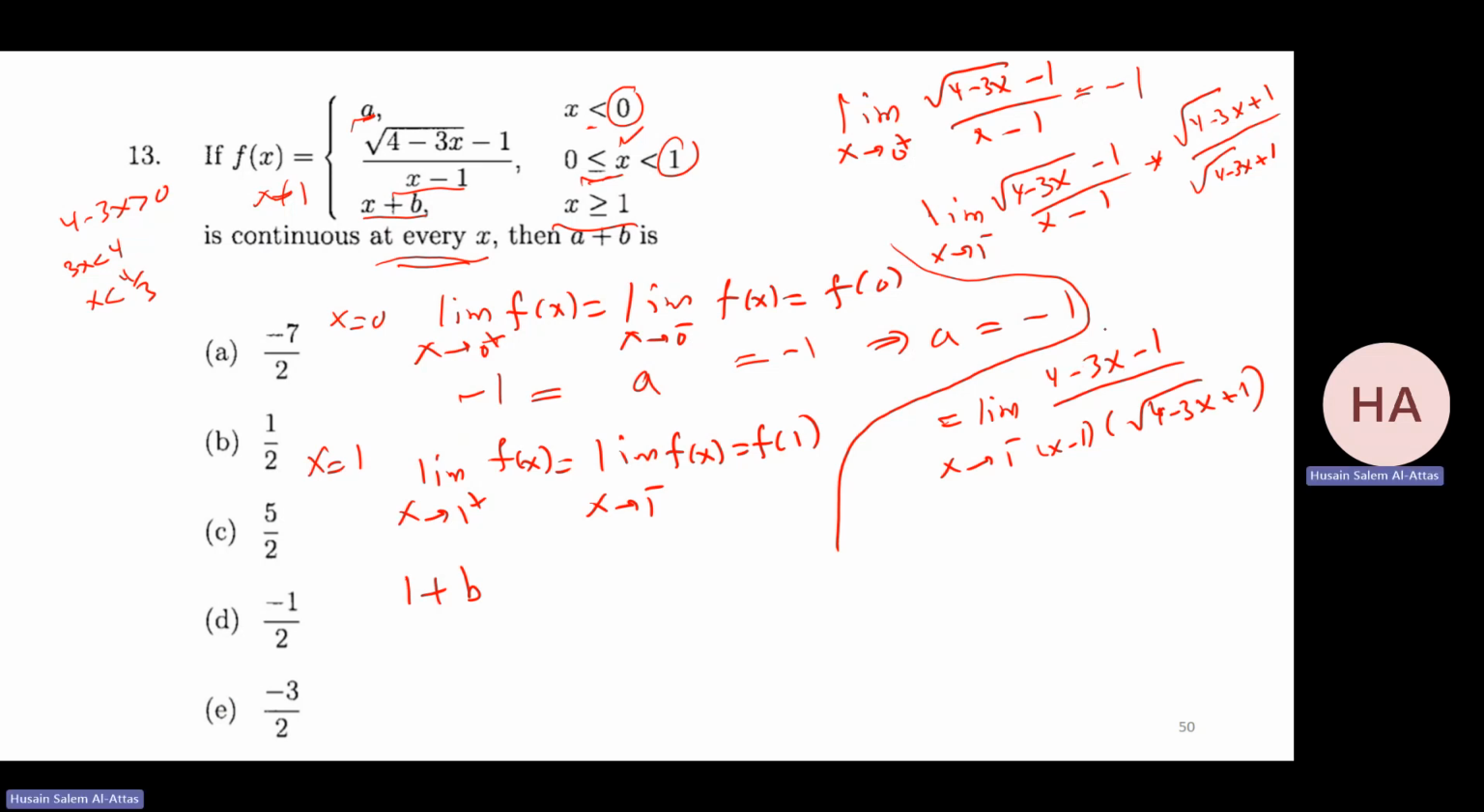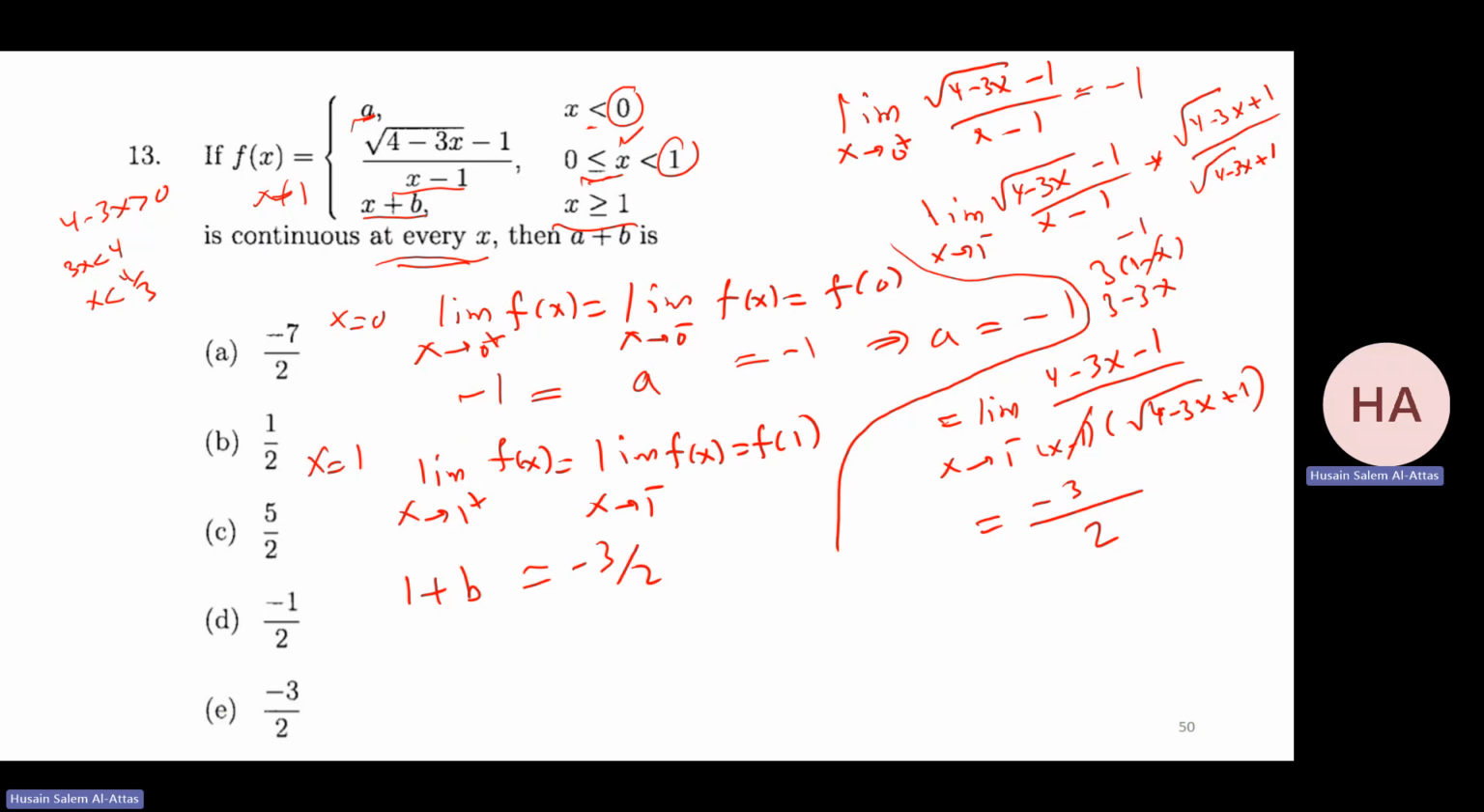This is what? 3 minus 3x, or 3 times 1 minus x. So this is cancelled. I have a minus sign. So this limit is what? Minus 3 over 1, 4 minus 3 is 1, plus 1, 2. So this is minus 3 over 2. So this is equal to minus 3 over 2.